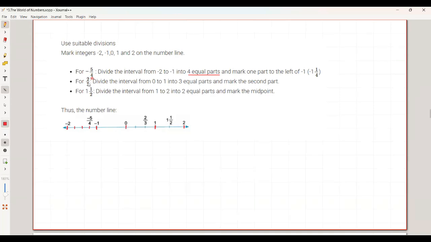We can just mark it as 3 equal parts. 1, 2, 3. This is 1 by 3, 2 by 3, 3 by 3. So 2 by 3 we can mark. This is 2 by 3. Next 1.5. 1.5 means it will be exactly in the middle. So 2 equal parts, I have to mix. So this is 1, 1.5, 2.